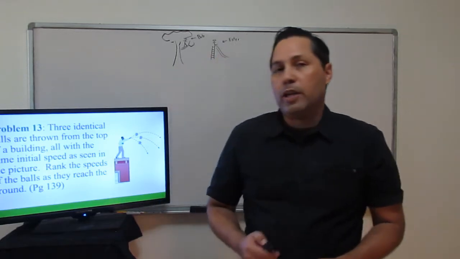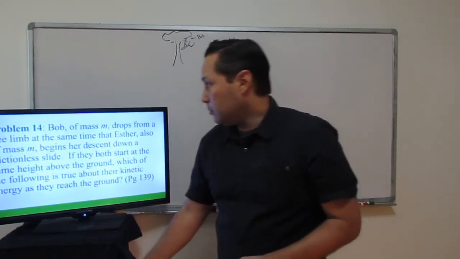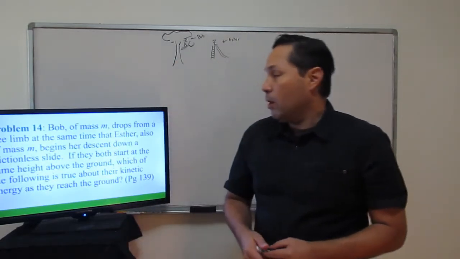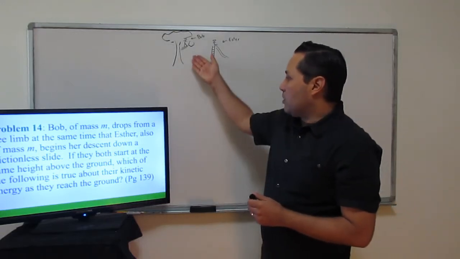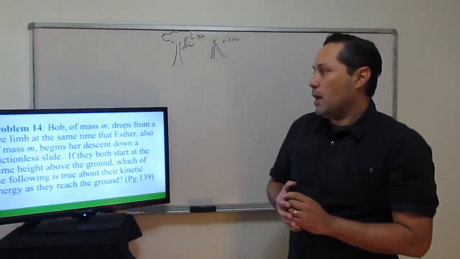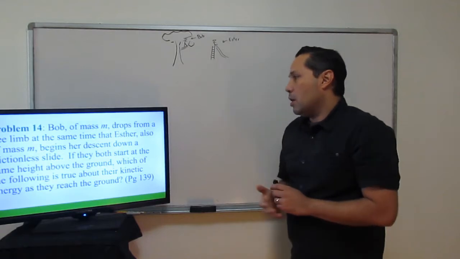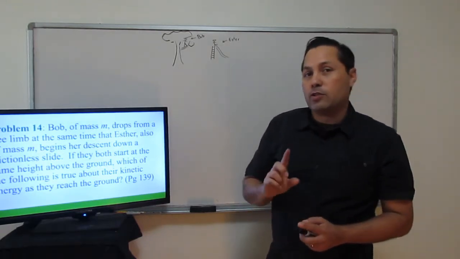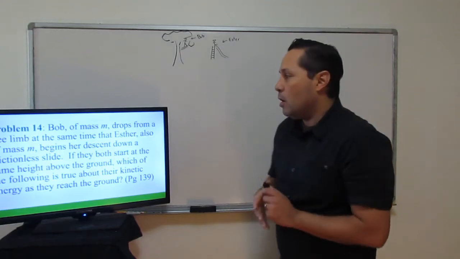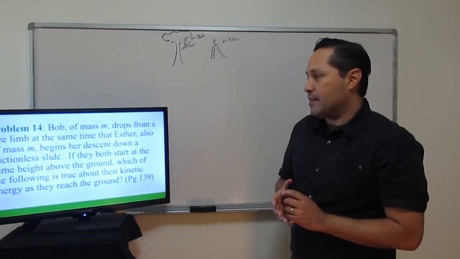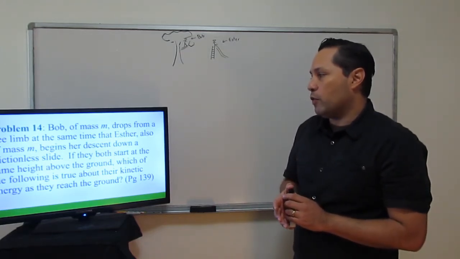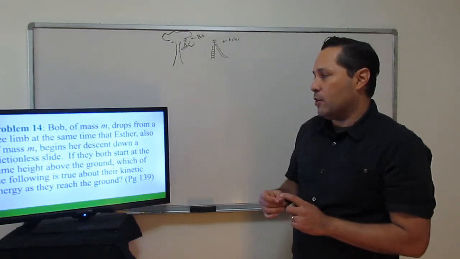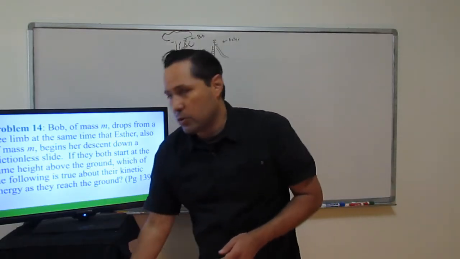Alright, let's go ahead and take a look at problem number 14. In problem number 14, you have Bob of mass m. Here he is on a tree. He drops from a tree limb at the same time as Esther, also of mass m, begins her descent down a frictionless slide. So this slide has no friction. Okay, if both start at the same height above the ground, which of the following is true about their kinetic energy as they reach the ground?